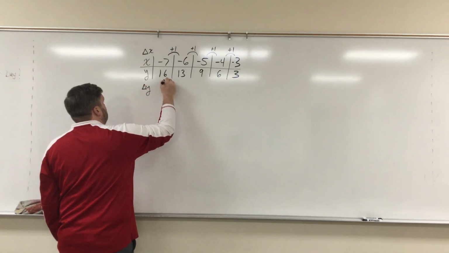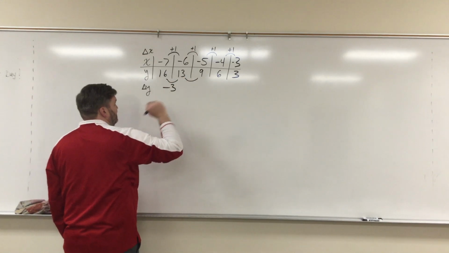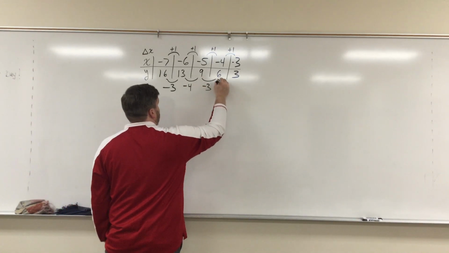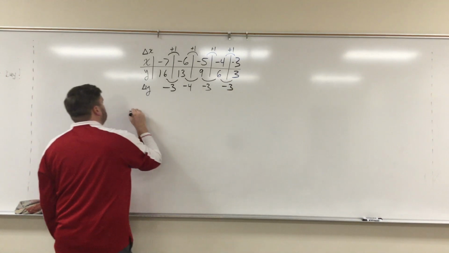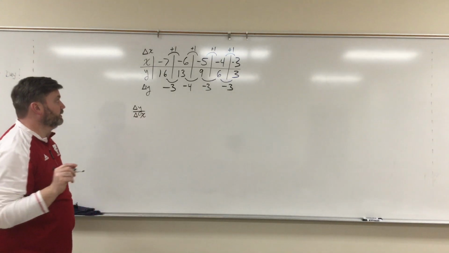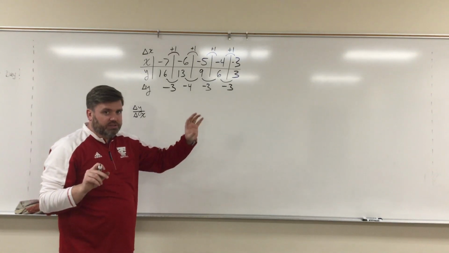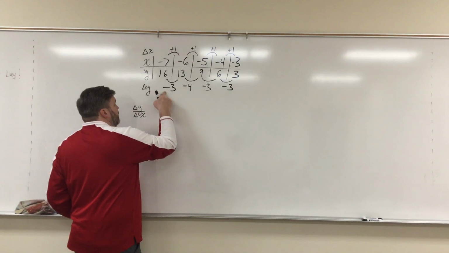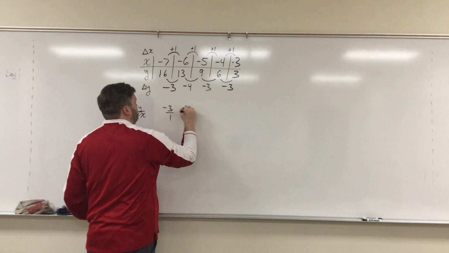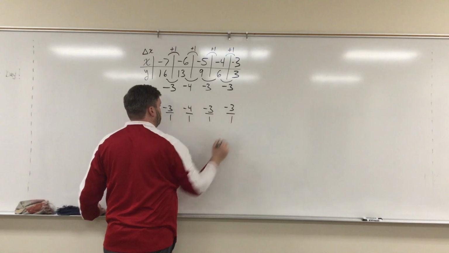Change in y. 16 to 13 is -3. 13 to 9 is -4. 9 to 6 is -3, and 6 to 3 is -3. So we're going to look at our rate of change, which is change in y over change in x. We're going to see, does this have a constant rate of change? Constant meaning it never varies. Change in y over change in x is -3 over 1, then -4 over 1, then -3 over 1, -3 over 1.